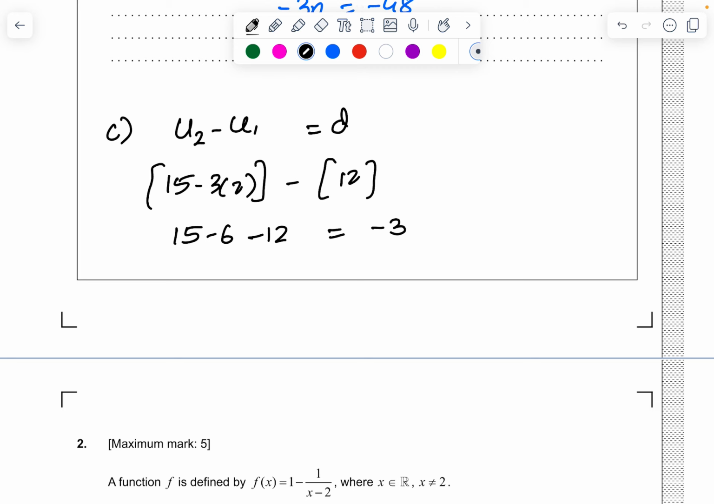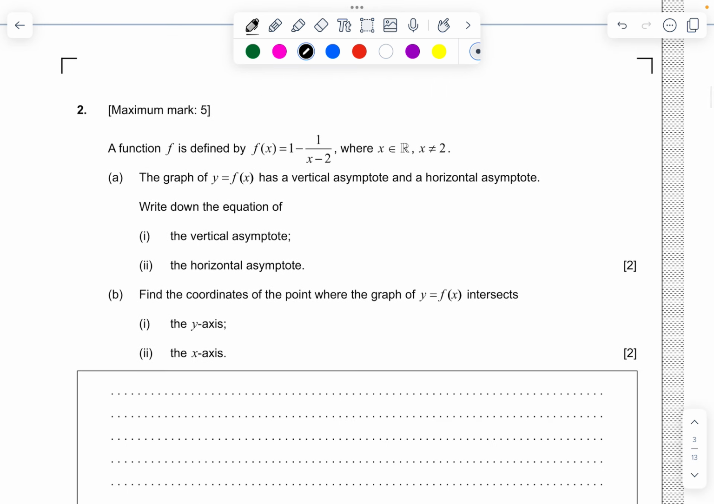Now, coming to the second question. The second question is from functions. We have vertical asymptote, horizontal asymptote, and so on being asked. So let's try to solve it. What is the question being asked over there? The function f of x equals 1 minus 1 upon x minus 2.